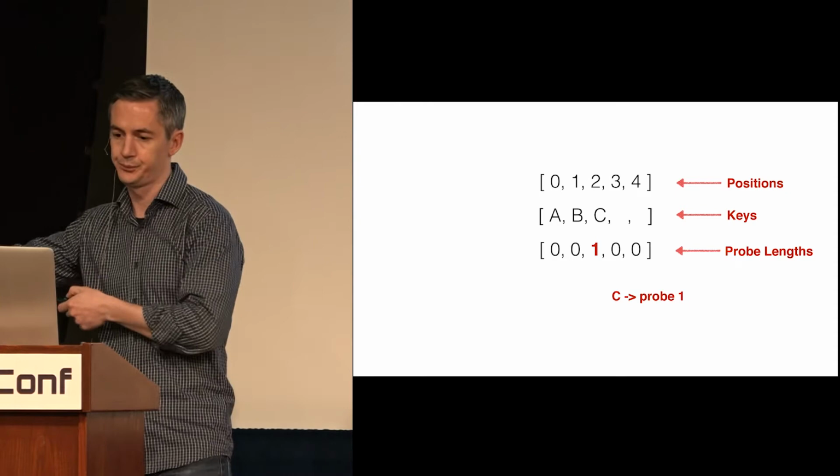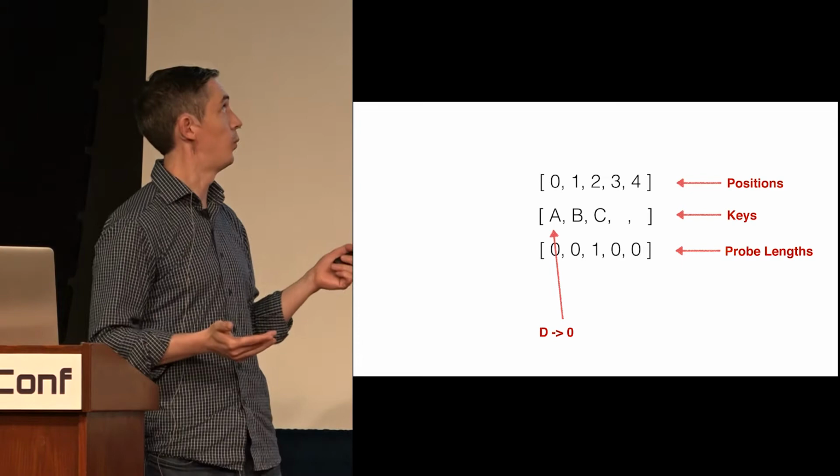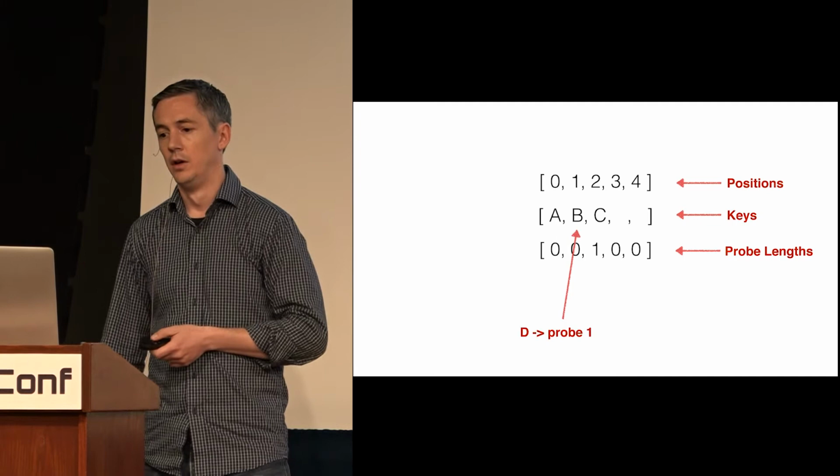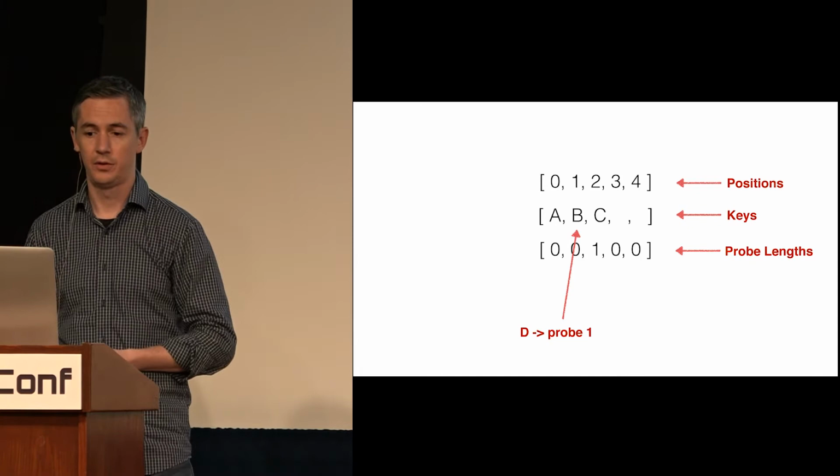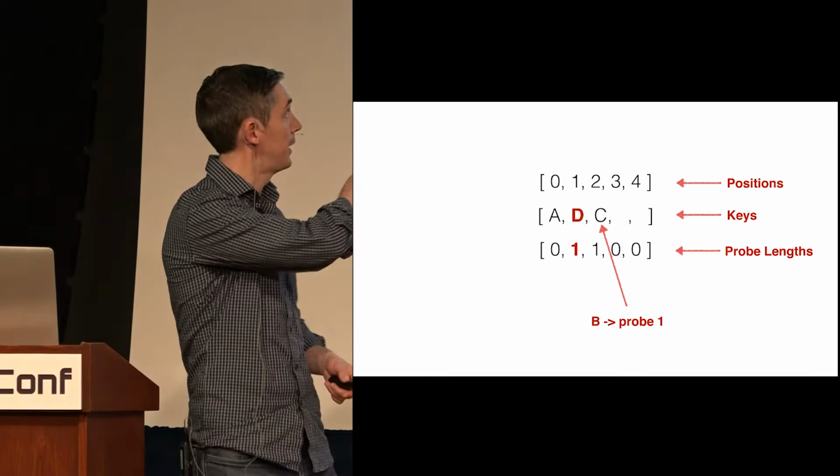OK, so the next one is we're going to try to insert D. It hashes to position 1. We say, oh no, we can't do it because A is already there. So we move over to the next position. B is already there. But at this point, we've tracked that D has a probe length of 1. And B has a probe length of 0. So we kick B out of position, and we put D there, and we mark its probe length as 1.